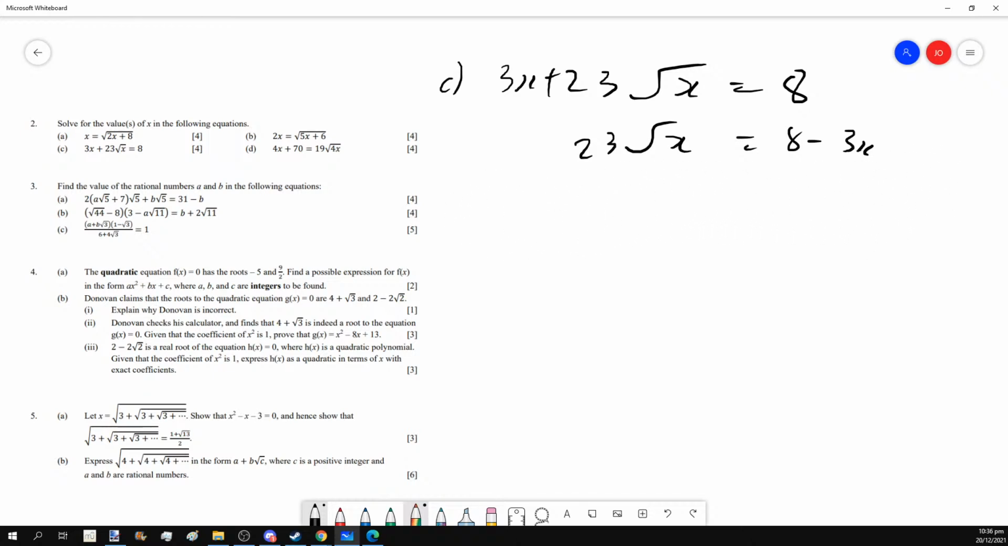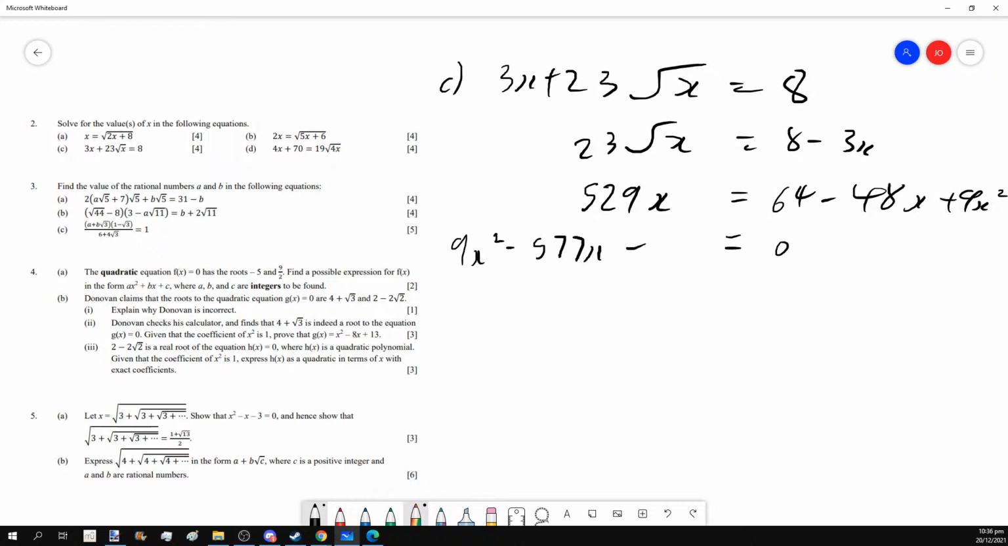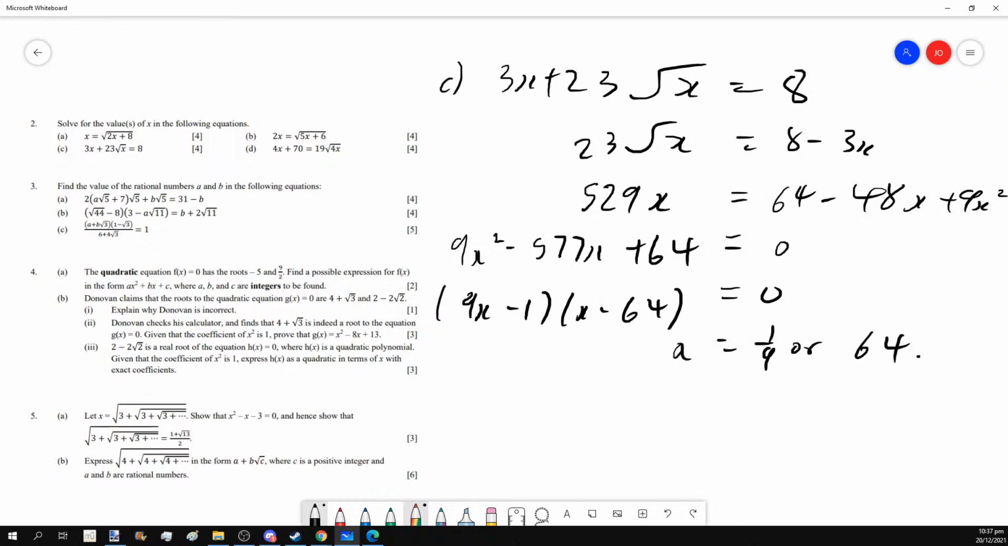And once we square both sides, you should get the following formulation. We will have 529x equals to 64 minus 48x plus 9x squared. This then simplifies into 9x squared minus 577x plus 64 equal to 0. And from here, it is a simple enough affair to factorize and get the answer. Once we get these answers, please don't forget to check the results.